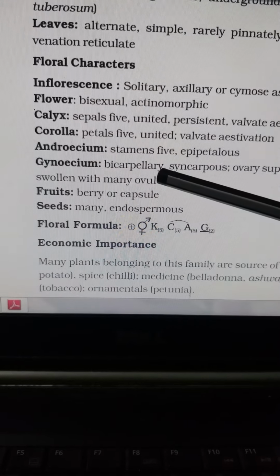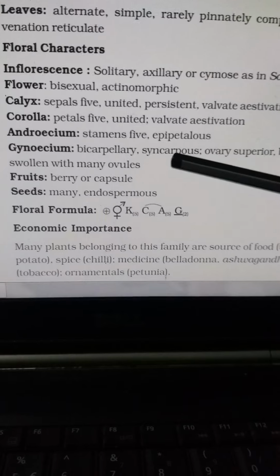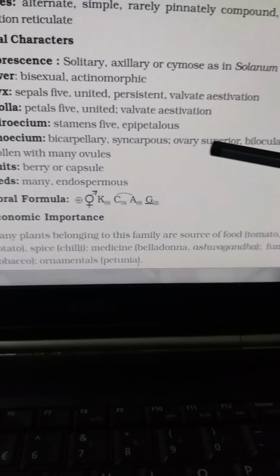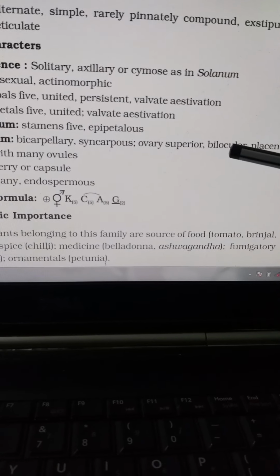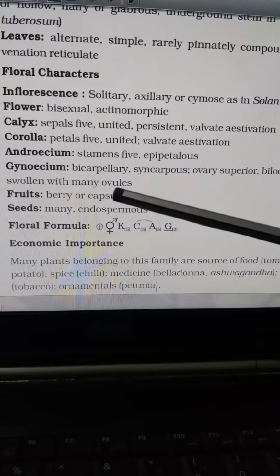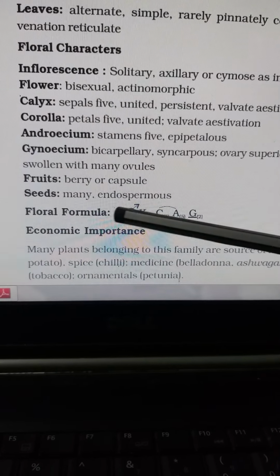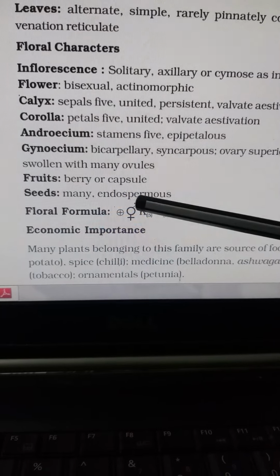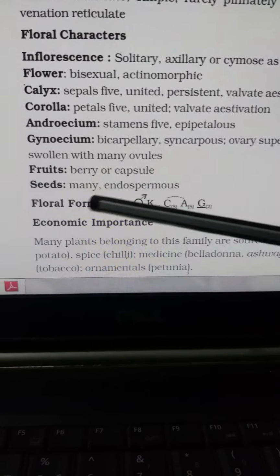Gynoecium is bicarpellary. Bicarpellary means it has 2 carpels. Syncarpous, they are joined together. Ovary superior, that means situated above the thalamus. It is bilocular, 2-chambered, and the placenta is swollen with many ovules. The fruit is known as a berry or a capsule, a many-seeded fruit. The seeds are endospermous, that means they have thick seeds with endosperm.